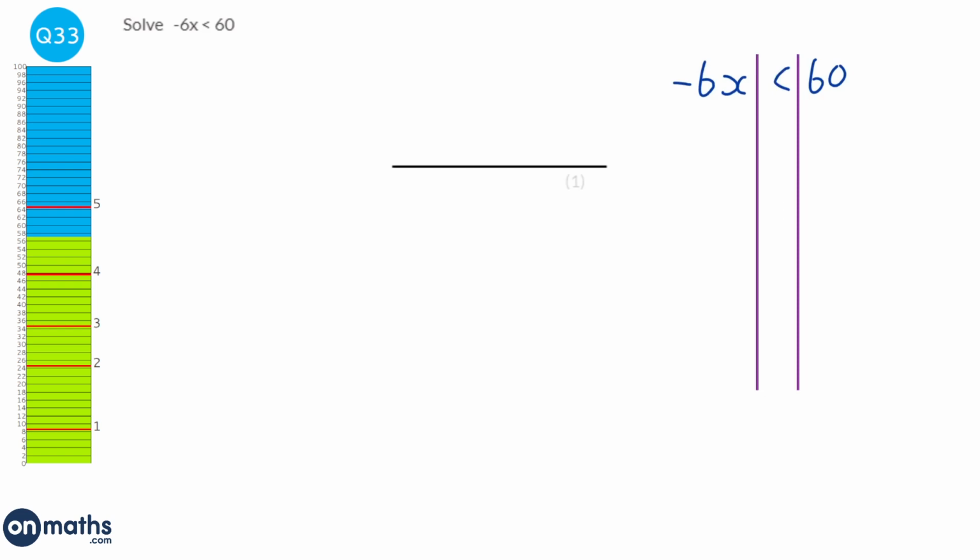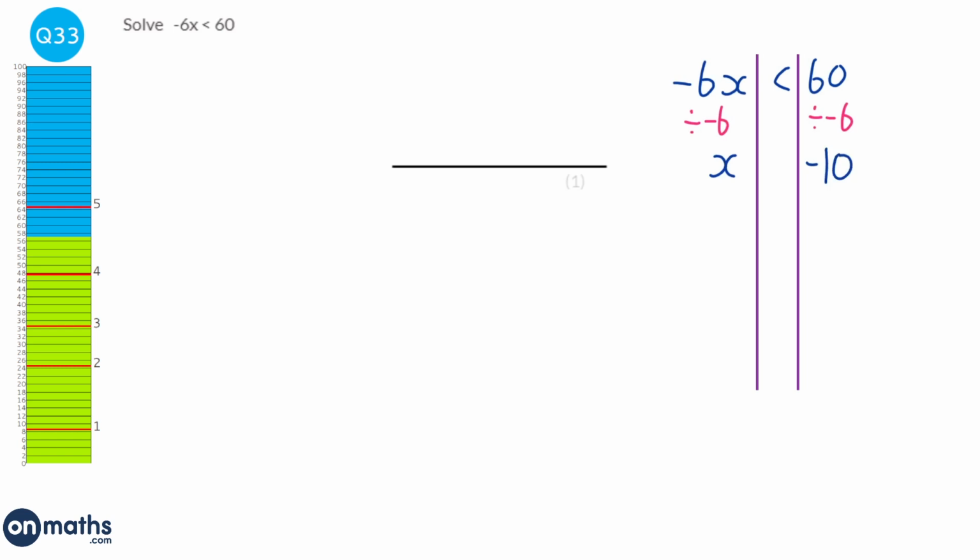And we're going to start by dividing both sides by minus 6, because that's what this is doing. It's timesing the x by minus 6. So I'm going to divide both sides by minus 6. That gets rid of the minus 6 on the left-hand side. And it's going to be 60 divided by minus 6, which will be minus 10.